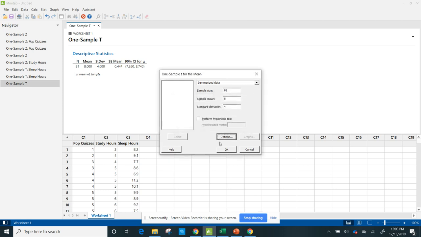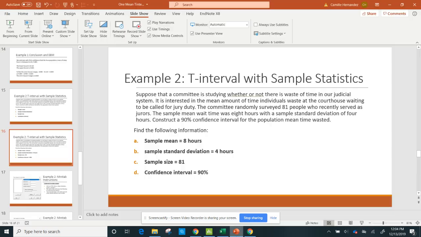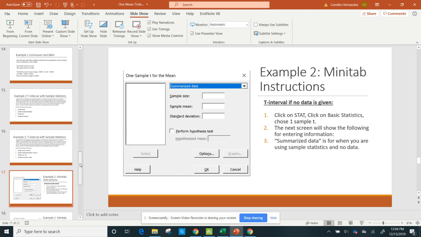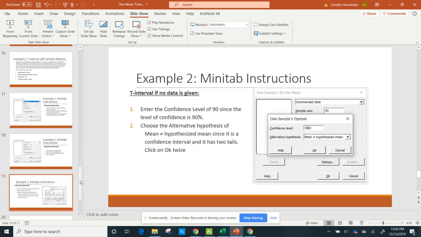So I hit OK, and then I hit OK again, and I get everything I need. Sample size of 81, sample mean of 8, sample standard deviation of 4, skip standard error of the mean, and then I go with a 95% confidence interval of 7.260, 8.74. So let's go ahead and go back to the PowerPoint and let's interpret it. And again, in the PowerPoint, I have the Minitab instructions if you want to print those out or look at them for future reference.